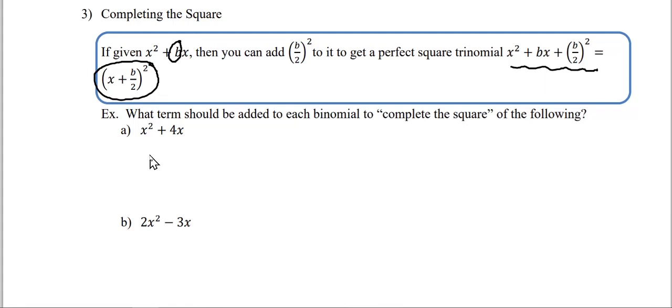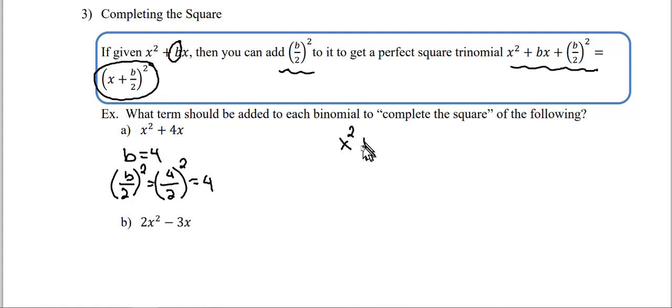Here we have x squared plus 4x. So our b is 4 here. If you notice, what we're looking for is b over 2 squared. So we're going to take that 4, divide it by 2, and then square that number. Well, 4 divided by 2 is 2. When you square that, you get 4. It says what terms should be added to each binomial to complete the square of the following. So that is the answer to this question. 4 is what should be added.